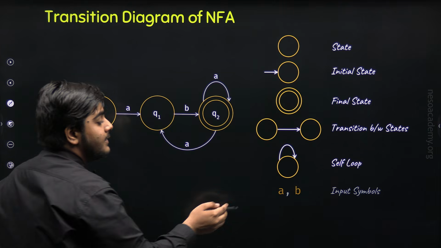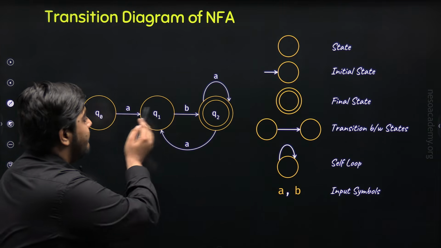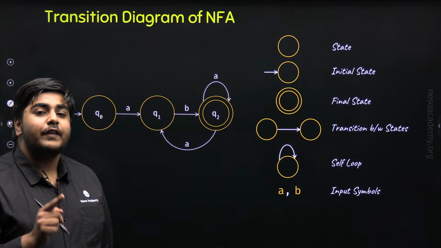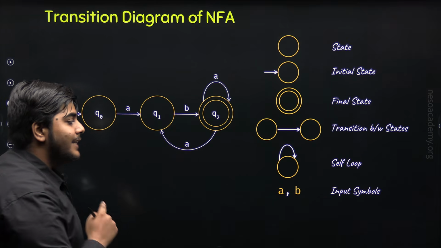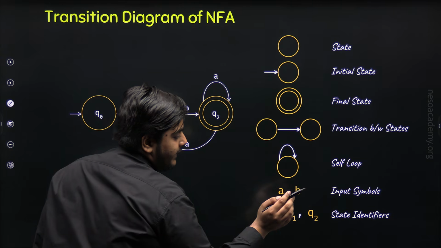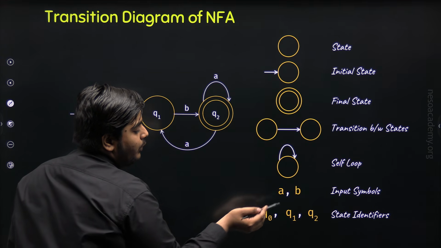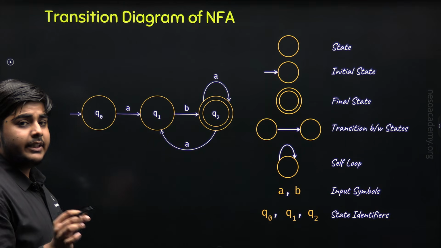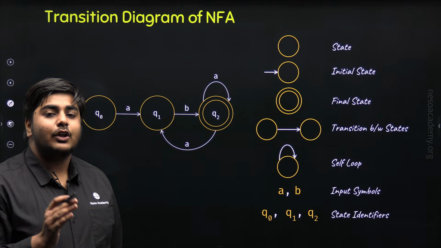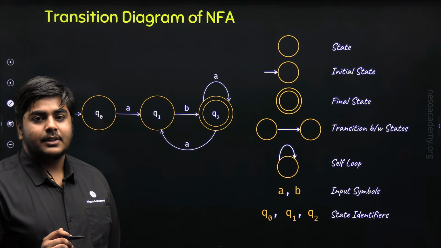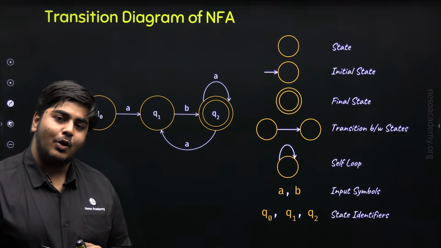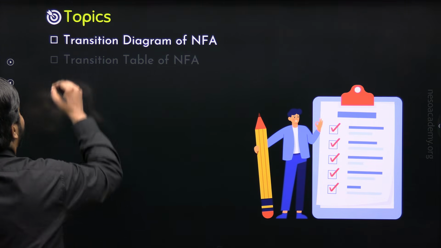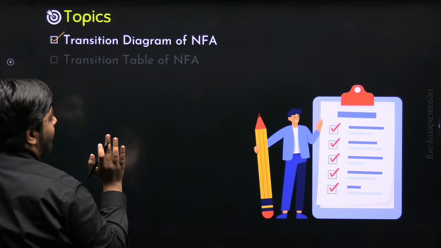The next component is input symbols. A and B are the 2 input symbols used in this NFA. These input symbols are the part of input alphabet sigma. The next and the last component is the state identifiers, which are Q0, Q1 and Q2. As you can see in this diagram, Q0, Q1 and Q2 are the names given to these 3 states. That is why they are called the state identifiers. So this was the transition diagram of NFA and its various components. In this way, we have completed our first topic, that is the transition diagram of NFA.